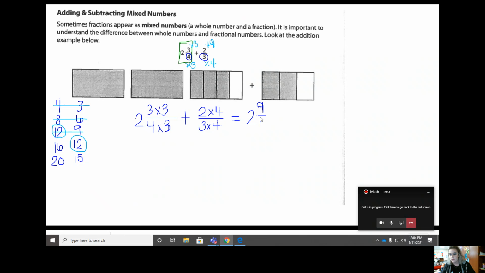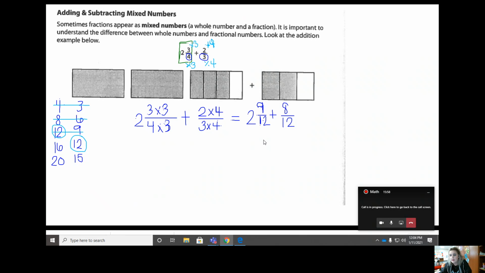Over 12 plus 2 times 4, which is 8. Very good. And 3 times 4 is 12. All right, so now we have our new and improved fractions so that we can add or subtract.